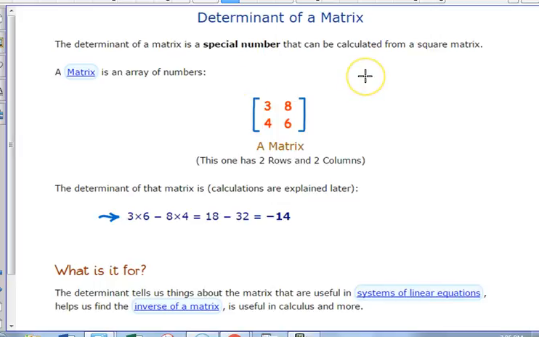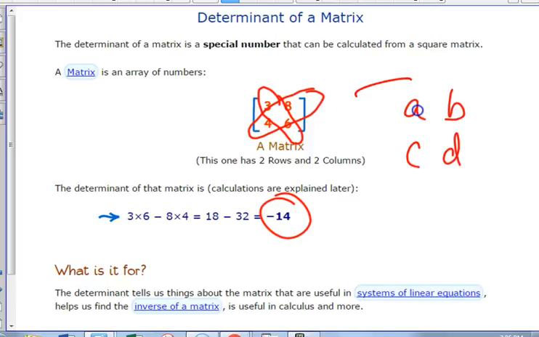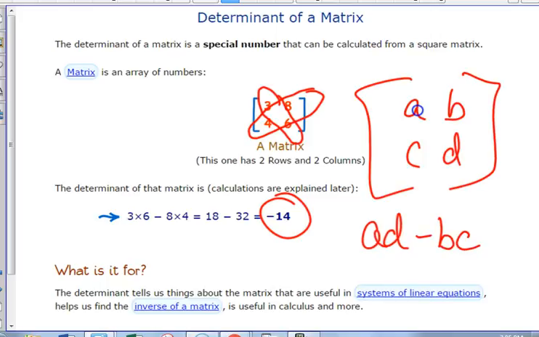The determinant of a 2 by 2 is very easy. You take the product of those two and you subtract the product of these two. Notice it says 3 times 6 minus 8 times 4 is negative 14. What's the point of that? It has to be this diagonal minus this diagonal. And so if you had A, B, C, D, it would be AD minus BC. Okay?